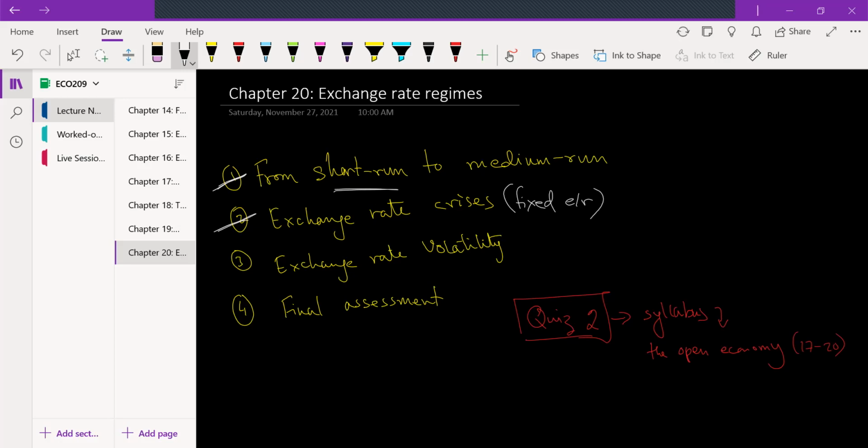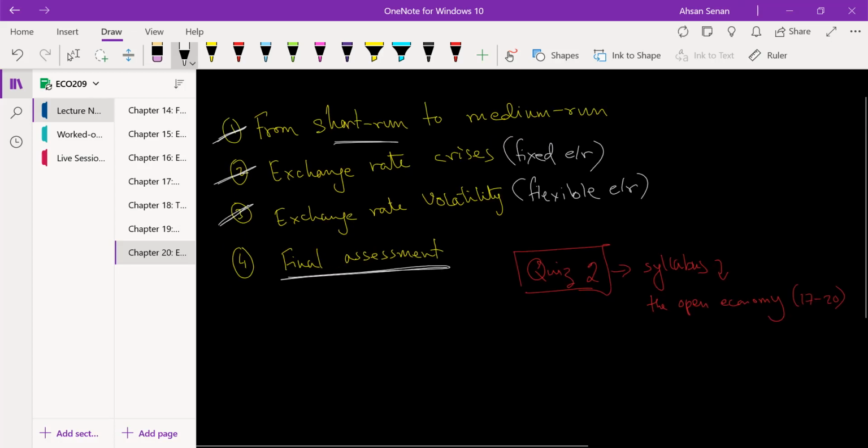Then we are going to look at exchange rate volatility. Of course, the moment I mentioned volatility, you guys know that we are not talking about fixed exchange rate regimes because exchange rate is moving around. So this is going to be about flexible exchange rate. And then we're going to end with a final assessment where we try to talk about which regime is better. Is it fixed? Is it flexible? If one is bad, is it always bad? Or can there be some situations where one is better than the other? Things like that. So let's start with the first one, of course.